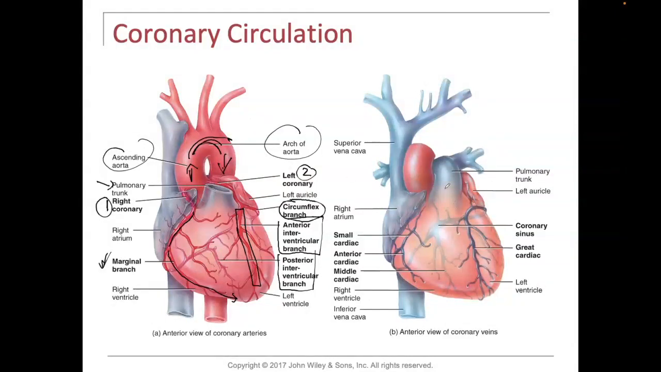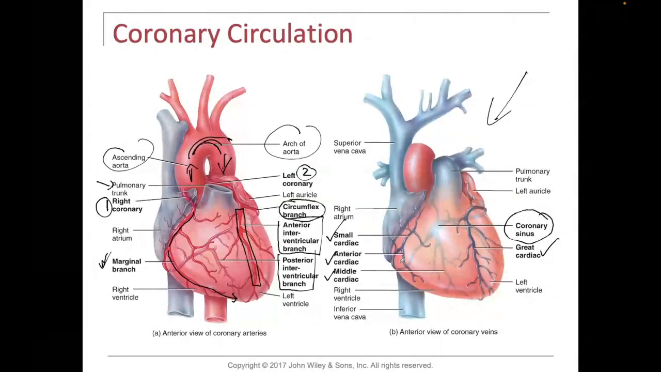Okay, now if we look at the right-hand side, this is the venous side. We have some main veins that come off of it. There's the small cardiac vein. There's a middle cardiac vein. There's an anterior cardiac vein. There's a great cardiac vein. All of those main veins lead into the coronary sinus.